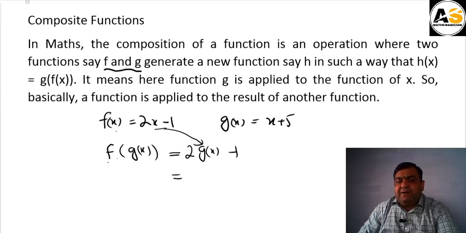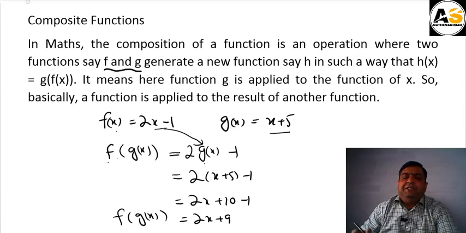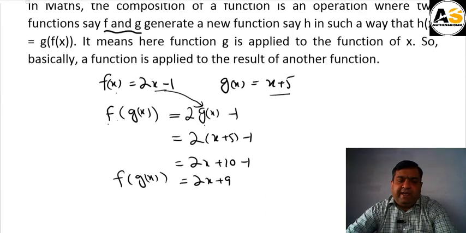In second step, we will just put the values of g of x. What is value of g of x? X plus 5. And we will simplify it to get the third function, which is 2x plus 9. This is called composition of f on g. Composition of f on g.